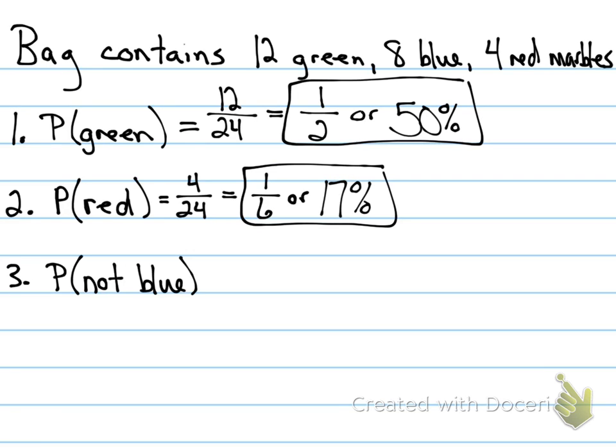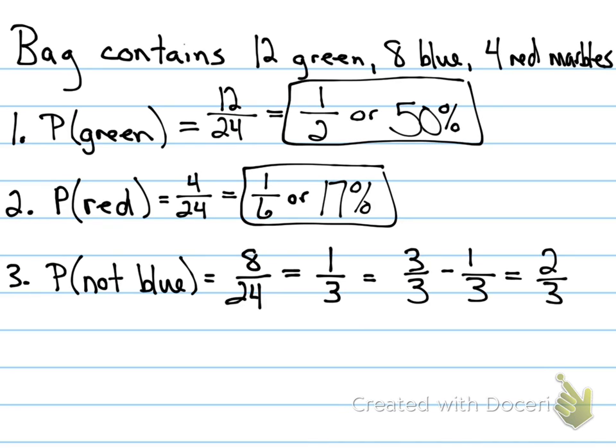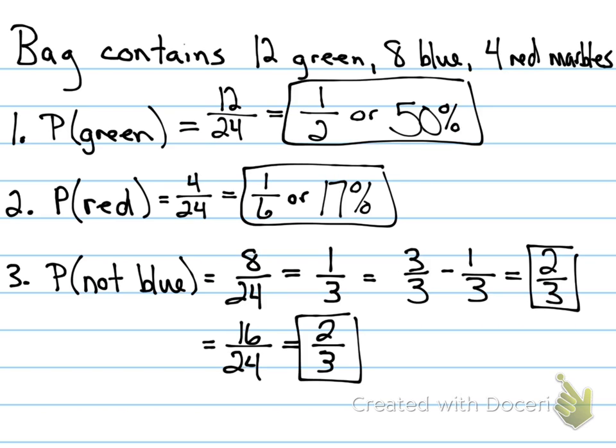And then what about not blue? 16 over 24. So you can either add the red and the green together and do that probability, or you can find the probability of blue, 8 over 24, and then subtract that from the total. So either way, you should get 2/3. If you find blue and then subtract it from the total, that's one way. That's our complementary events. Or you can find red and green, and then that's 2/3. Okay, but either way, your answer is 2/3. Did you get it? All right, so here's your next one.